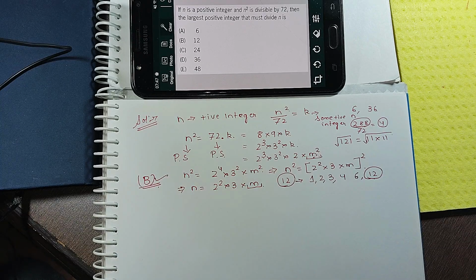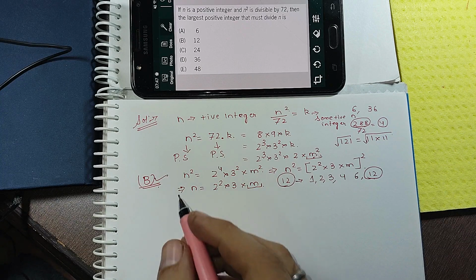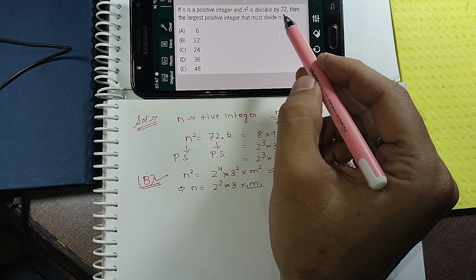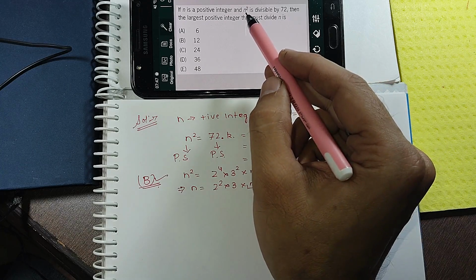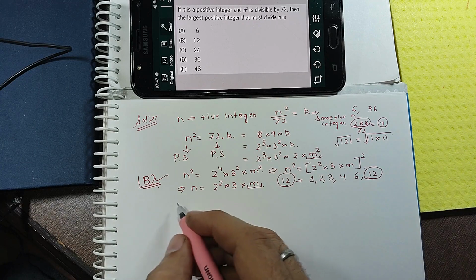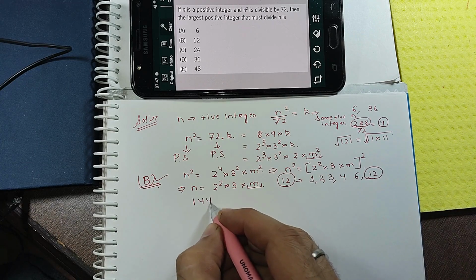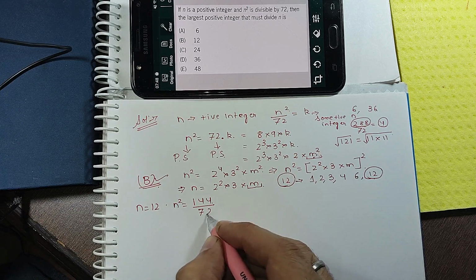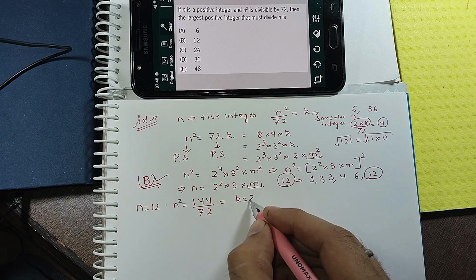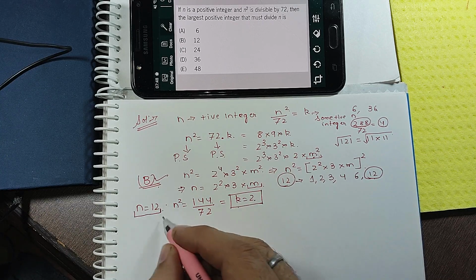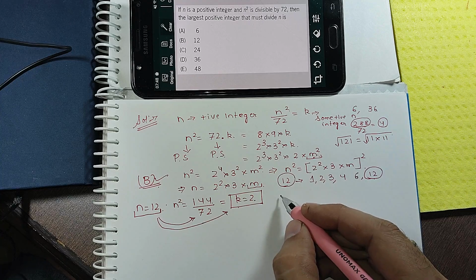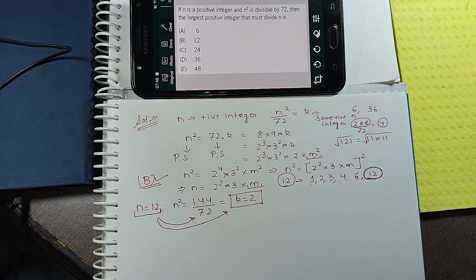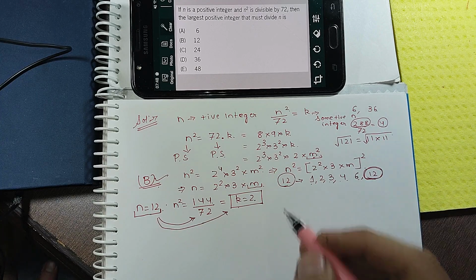Now let us take the question analysis in some other way. We have been given that n square is divisible by 72. So we will find some number which is greater than this, is in square form, and is divisible by 72. In that case I can assume that number to be 144. If n is 12, then n square becomes 144 and it is divisible by 72, giving us the value of k to be 2, right? Since n is 12 and all the conditions are satisfied, we find the factors of 12: 1, 2, 3, 4, 6 and 12, and the largest factor that must divide n is 12. So the right option will be option B.